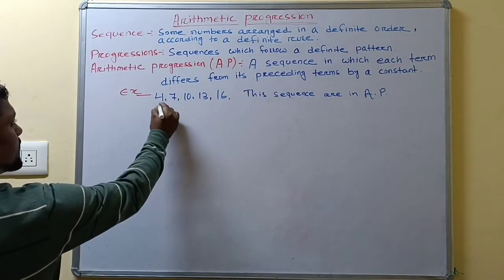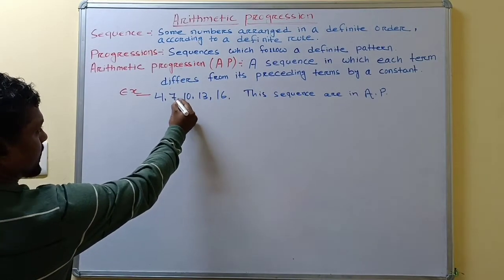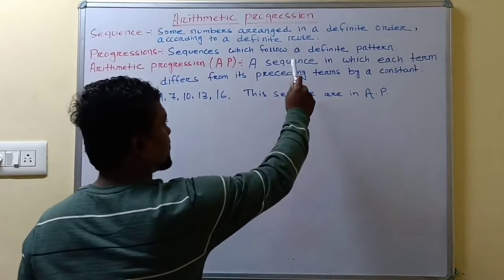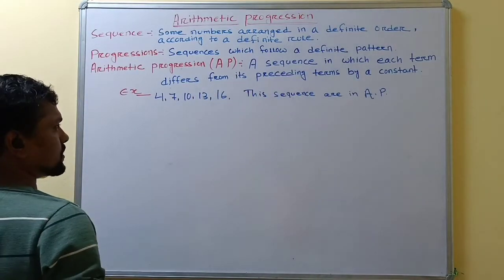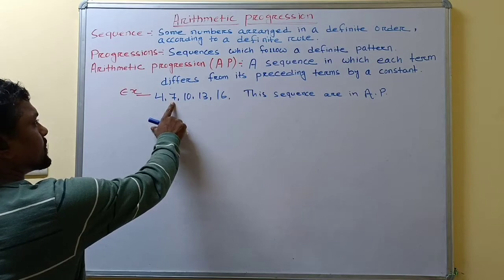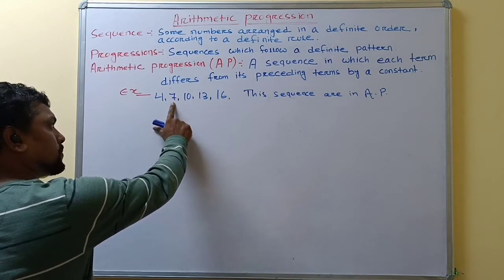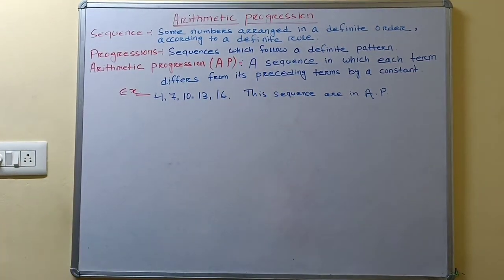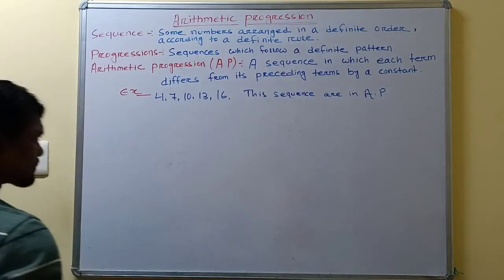Its first term is 4, the second term is 7 and the third term is 10. According to the definition of arithmetic progression, a sequence in which each term differs from its preceding term by a constant: 7 differs from 4 by 3, 10 differs by 3 from 7, 13 differs from 10 by 3. So it is going through a definite difference, so it is known as arithmetic progression.